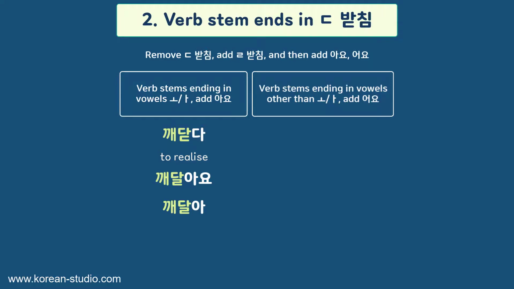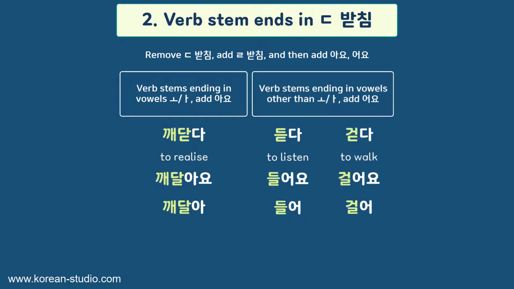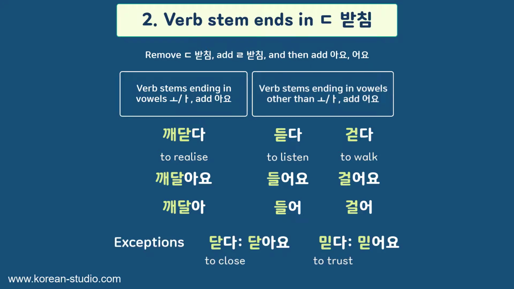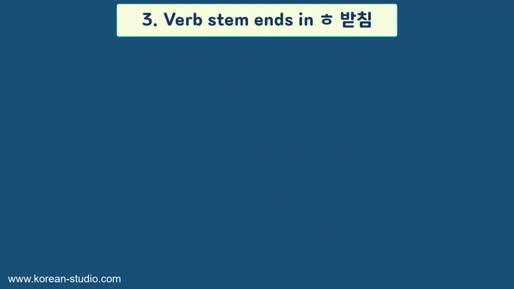On the other hand, 듣다, to listen, changes to 들어요, and 걷다, to walk, changes to 걸어요. There are also other verbs that end in 디귿 받침, such as 닫다, to close, and 믿다, to trust. But they follow the regular pattern of adding 아요, 어요, which we learned earlier. Okay, the third pattern is when verb stems end in 히읗 받침.